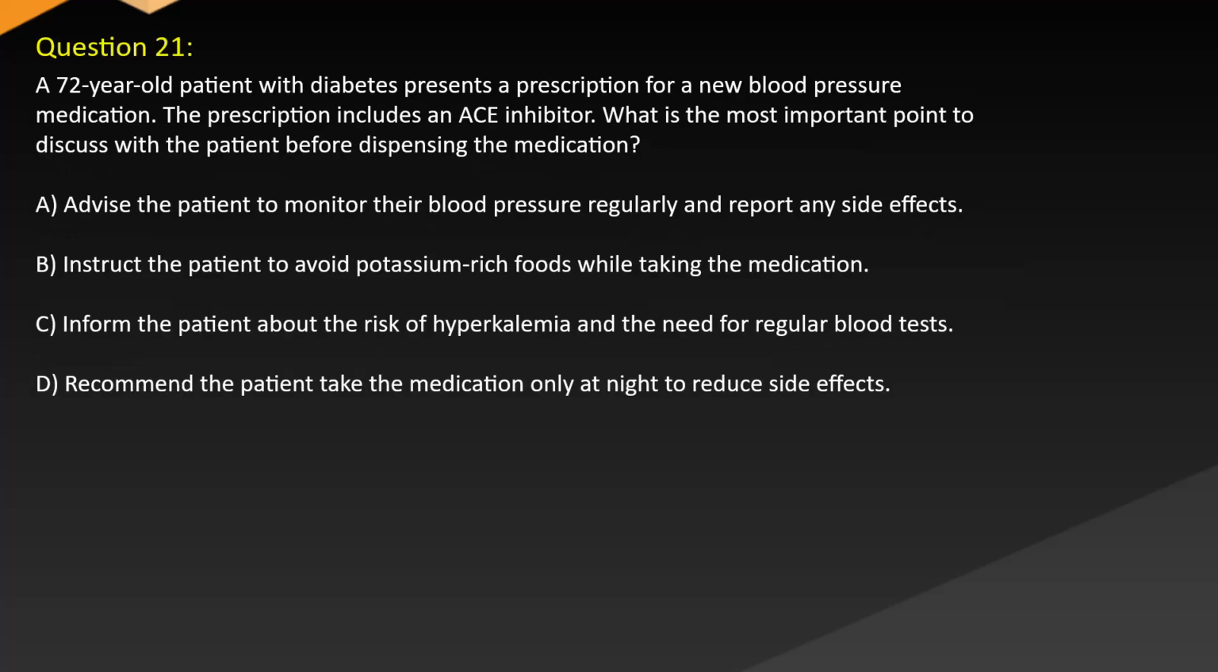Question 21. A 72-year-old patient with diabetes presents a prescription for a new blood pressure medication. The prescription includes an ACE inhibitor. What is the most important point to discuss with the patient before dispensing the medication? A. Advise the patient to monitor their blood pressure regularly and report any side effects. B. Instruct the patient to avoid potassium-rich foods while taking the medication. C. Inform the patient about the risk of hyperkalemia and the need for regular blood tests. D. Recommend the patient take the medication only at night to reduce side effects.